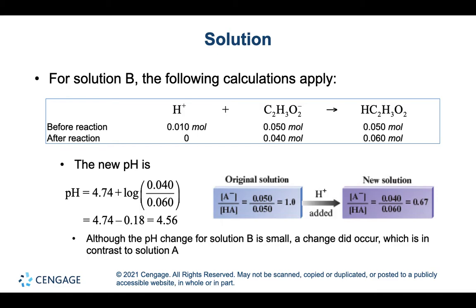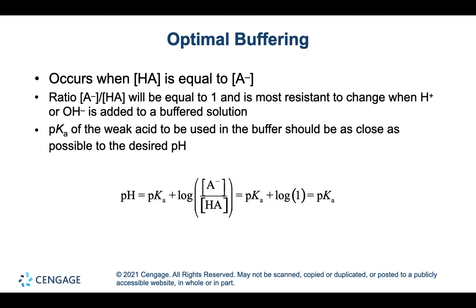So with the large capacity buffer, 5 molar and 5 molar, we saw virtually no change in the pH. With this lower capacity buffer of only 0.05 molar acetic acid and 0.05 molar acetate, we see a change of almost 0.2 pH units. So your optimal buffering, in other words, the best buffering you can get, is when your HA and A minus concentrations are equal, and when you have fairly high concentrations of HA and A minus, which will keep that ratio close to 1 as you add H plus or OH minus to the buffered solution.